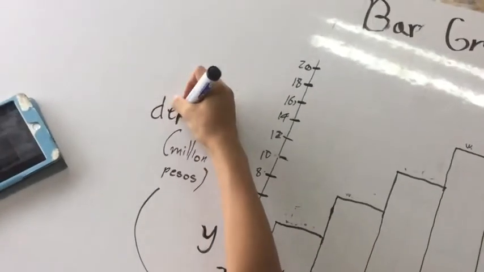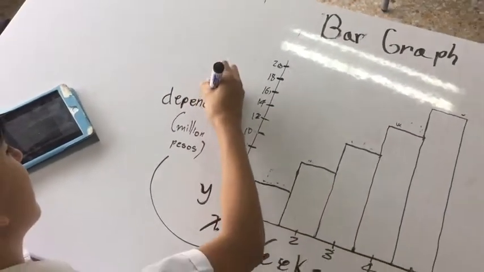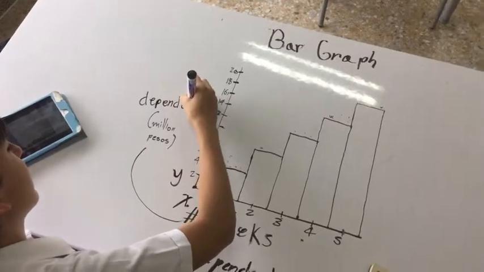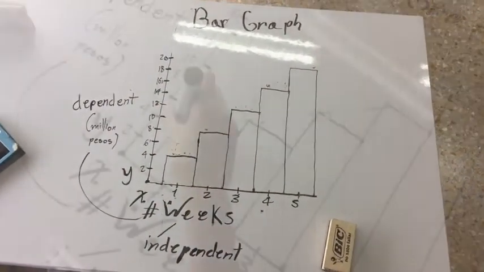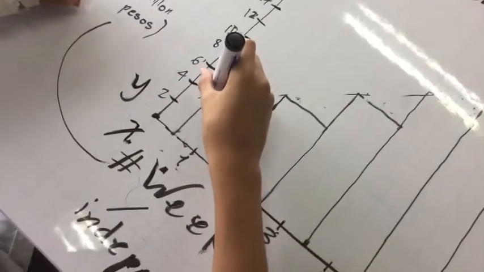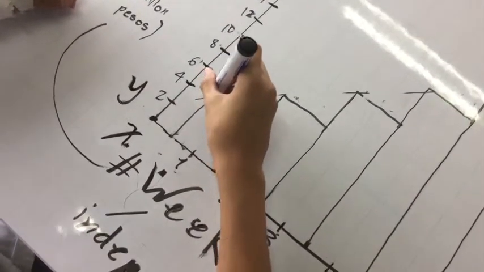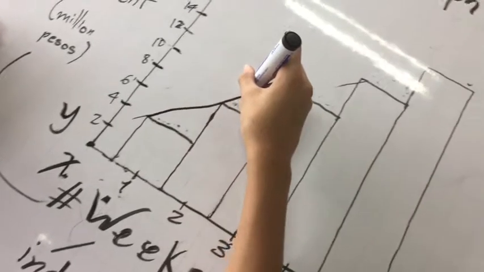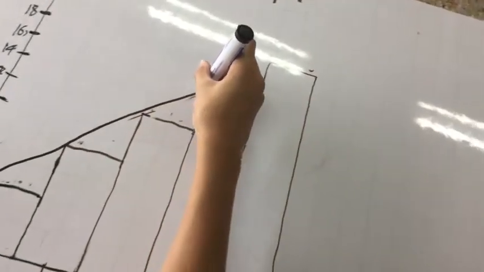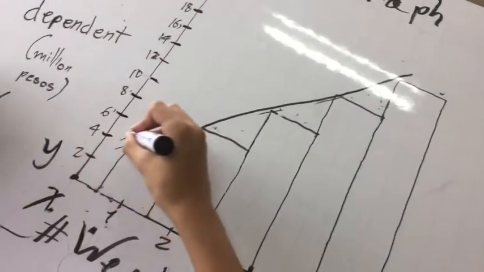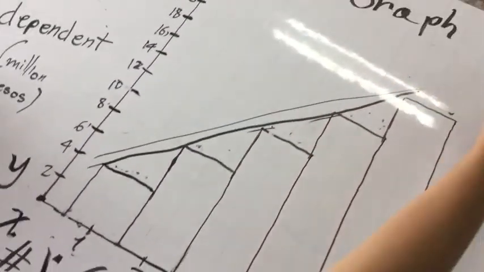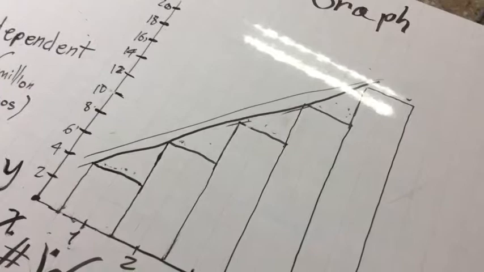So we now need to change our independent variable from the amount of land in meters squared, and instead use the number of weeks my dad has to pay, because the weeks affect the amount of money he pays for the land. The relationship is linear, and the increased income and the variable income are 2 million pesos.